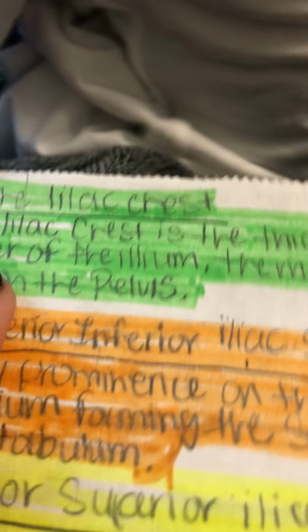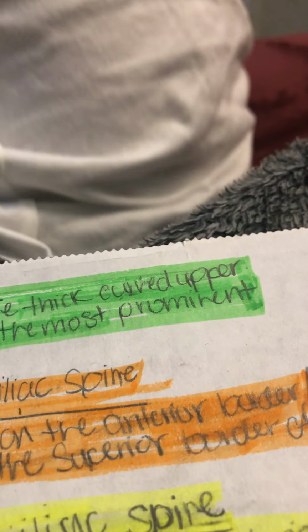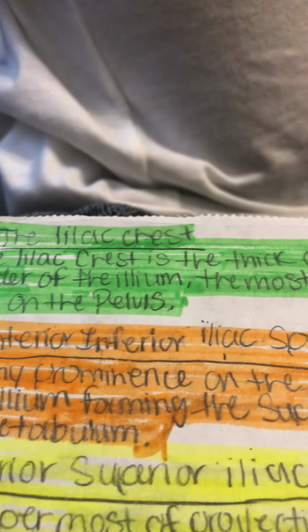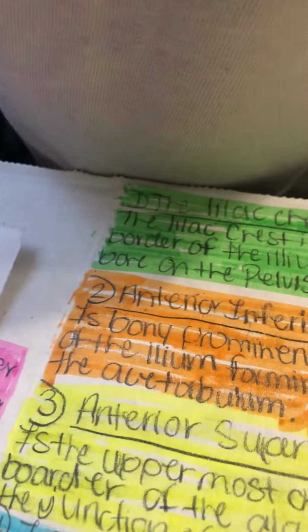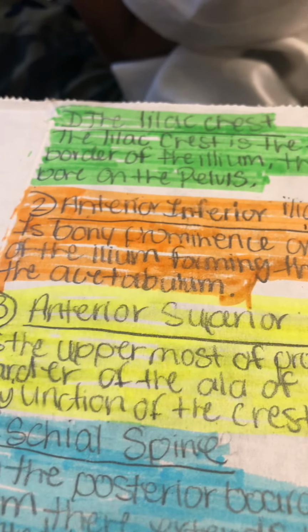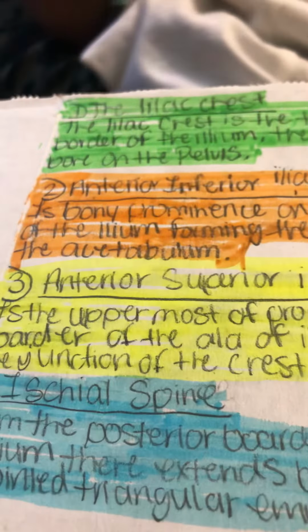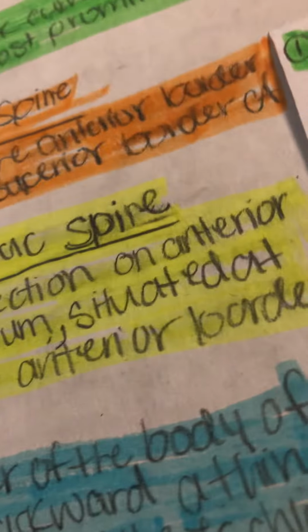And I'm gonna start from the top, which is number 1. It points to right here, which is the iliac crest. The iliac crest is the thick, curved upper border of the ilium, the most prominent bone of the pelvis. 2, anterior inferior iliac spine is a bony prominence on the anterior border of the ilium, forming the superior border of the acetabulum. I don't know how to say that.